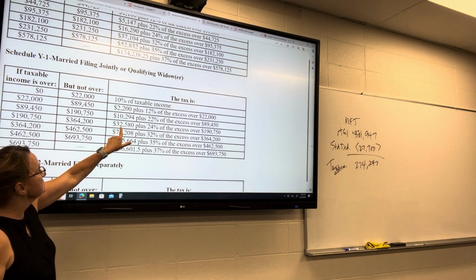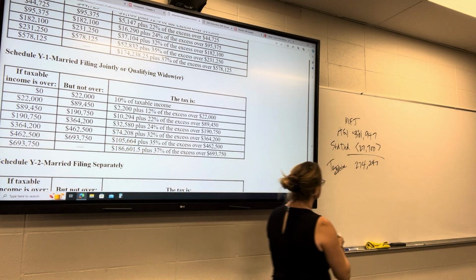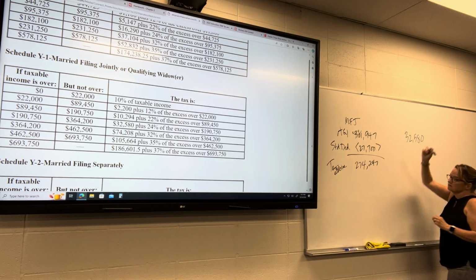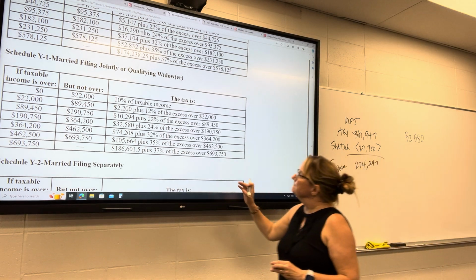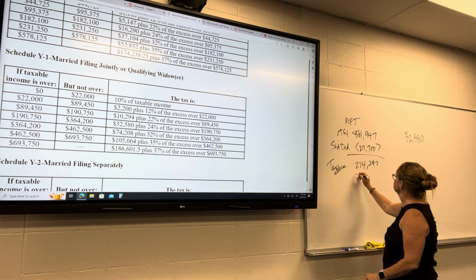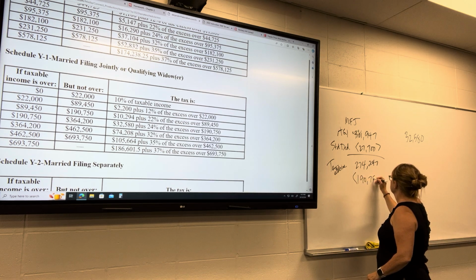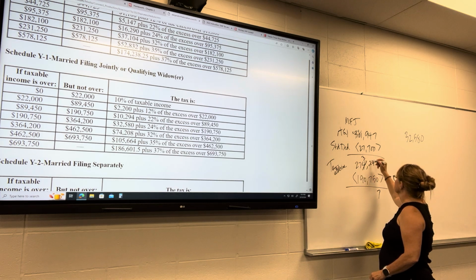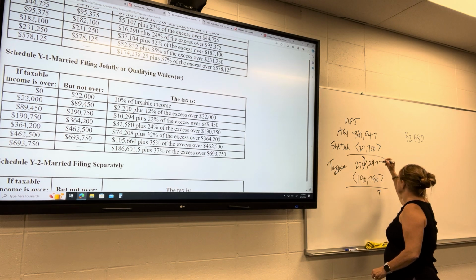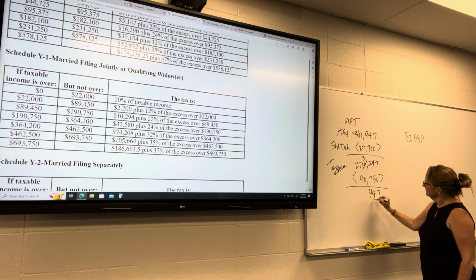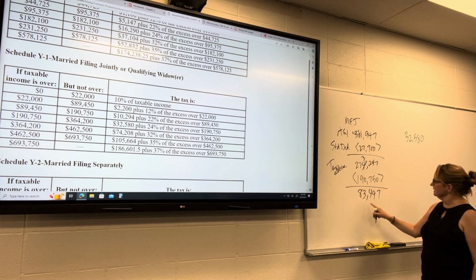So our calculation is 32,580. Put that over here, put that to the side for a second. Plus 24% of the excess over 197,500. We're going to subtract that. What is this? 274,247 minus 197,500. Somebody help me. 76,747.